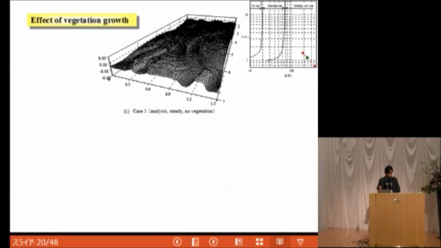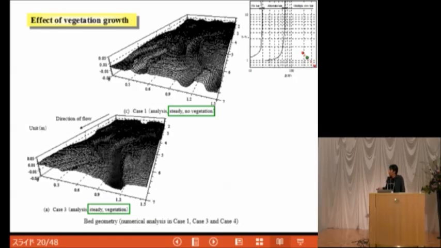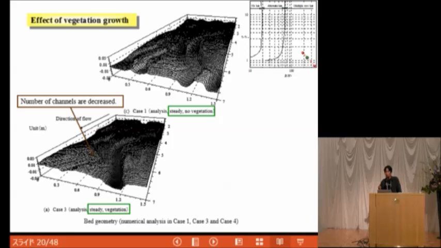Next we try to consider the vegetation. These are steady flow condition cases, and this figure shows the non-vegetation case. This figure shows we consider vegetation in this calculation. As you can see, the number of channels is decreased this way, because vegetation grows on the bar and the sediment will be deposited there, and new bifurcation will be suppressed in this calculation.